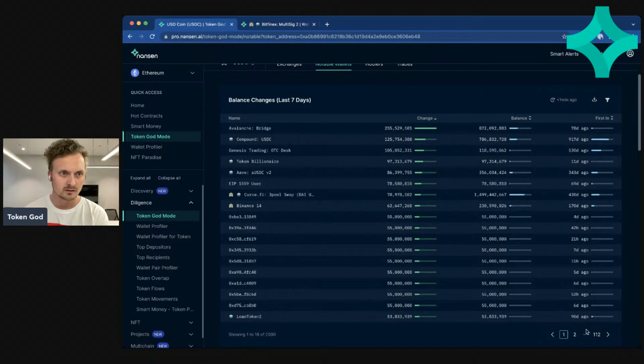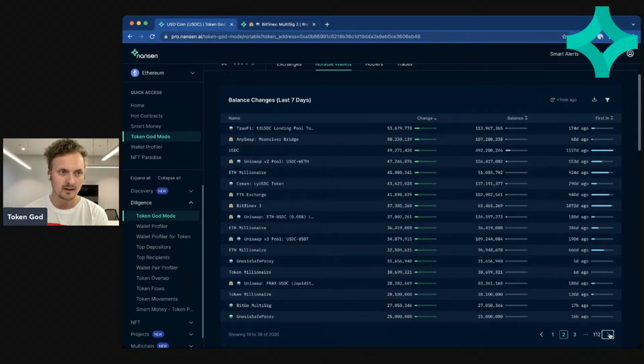And yeah, this is probably one way I would do it if you don't have hot contracts: just look at token God mode and see where people are sending stablecoins.